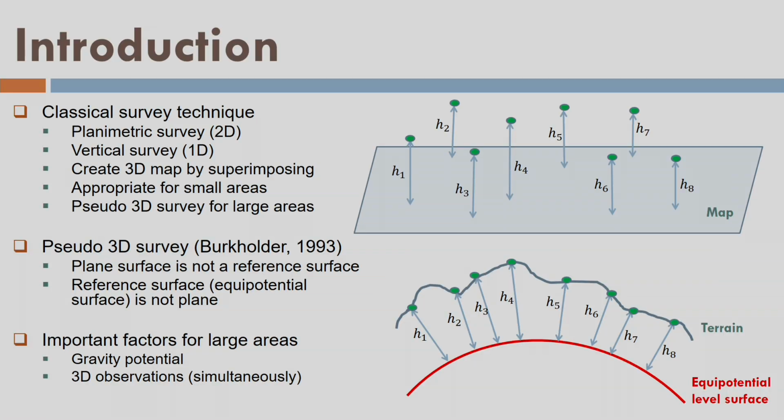Secondly, the reference surface, which is an equipotential surface, is not a plane. So by assuming the heights h1 to h8, superimposing on the flat map, I am indirectly committing two mistakes. First, I am assuming that the equipotential level surface, which is curved, is flat, and secondly, I am saying that the reference surface, which is not flat, I am putting it to flat. Some kind of cyclic problem it is.